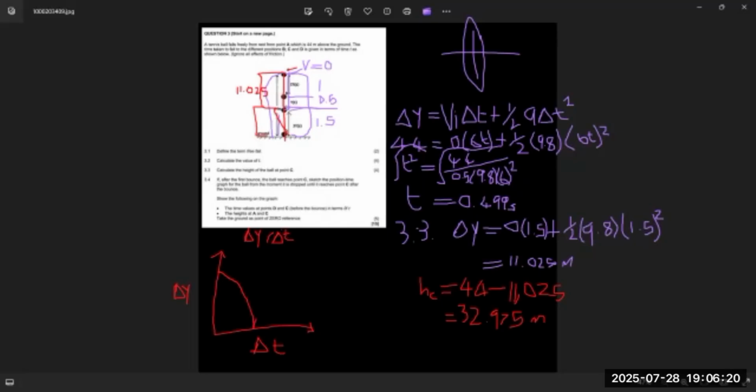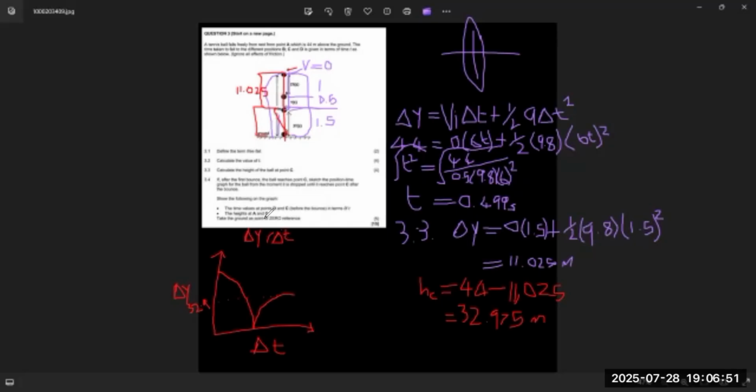So let's just take it up a bit. Then we indicate this to be our point C. At point C, it's 32.975. Please note that. Then what did they say we should show?